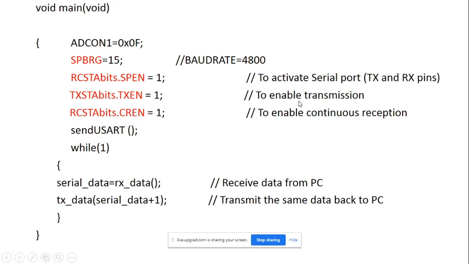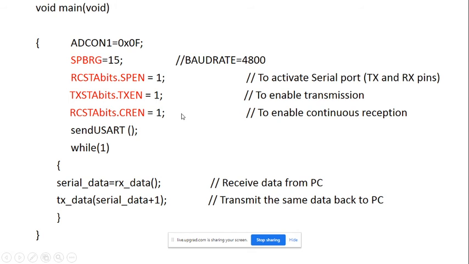Next, you want to enable the transmission process, means TXEN must be 1. Now this bit is located in the TX status and control register. Next, to enable the continuous reception process, the continuous receive enable CREN is 1. And this bit is available in which register? Receive status and control register. This bit is 1. So you are enabling serial communication, enabling the transmission process, and enabling the reception process.